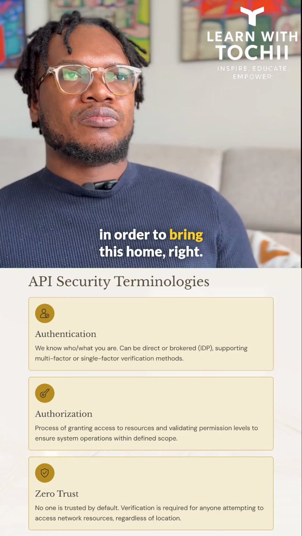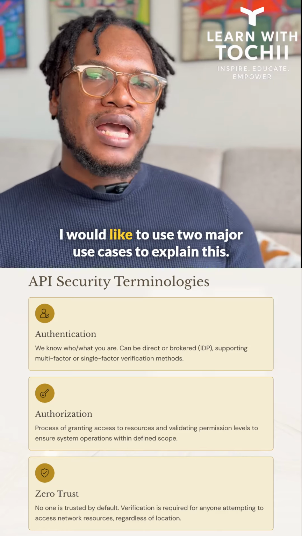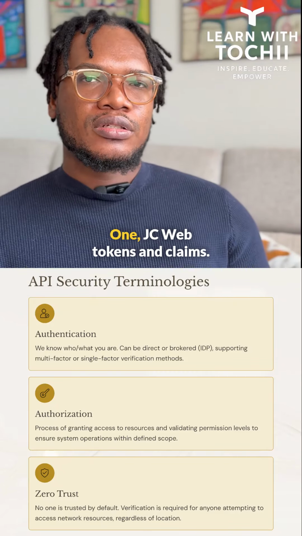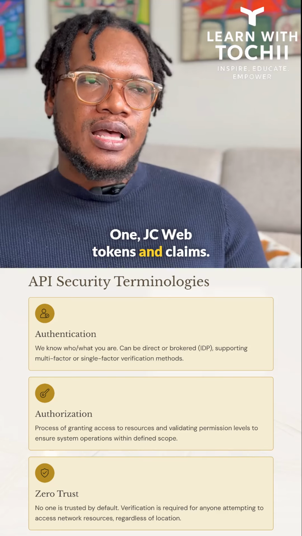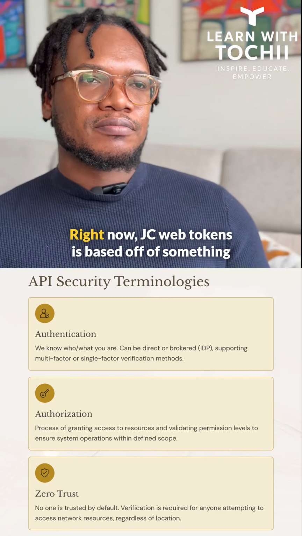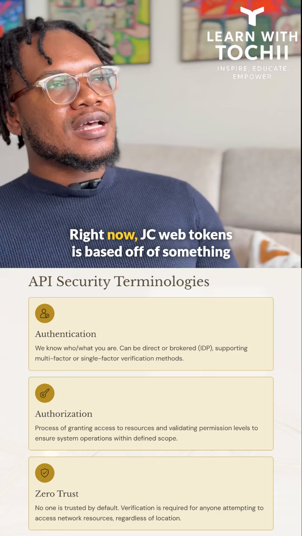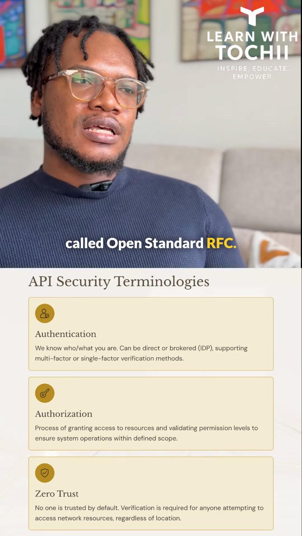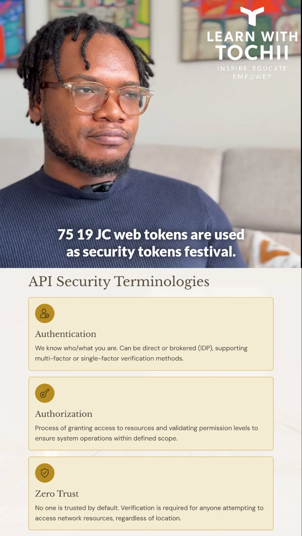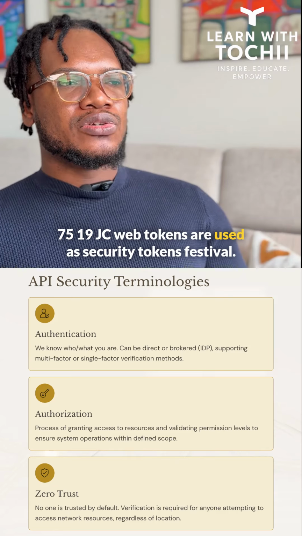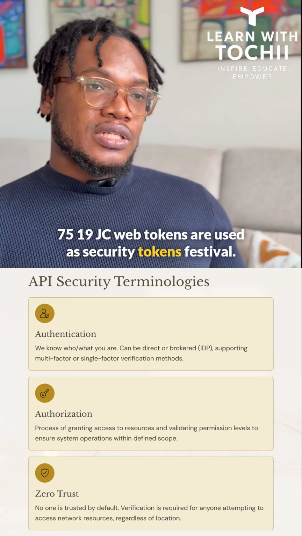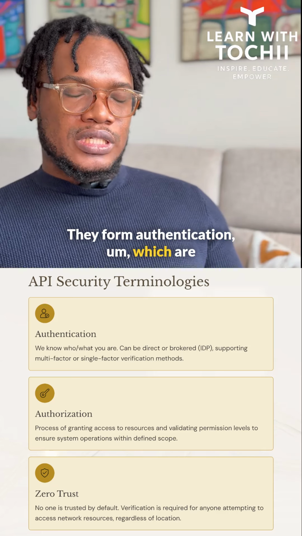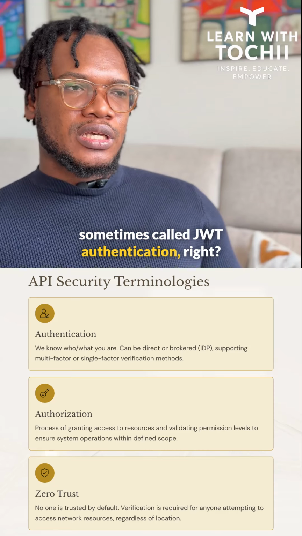In order to bring this home, I would like to use two major use cases to explain this. One, JSON Web Tokens and claims, right? Now, JSON Web Tokens are based off of something called Open Standard RFC 7519. JSON Web Tokens are used as security tokens, first of all. They form authentication, which is sometimes called JWT authentication, right?